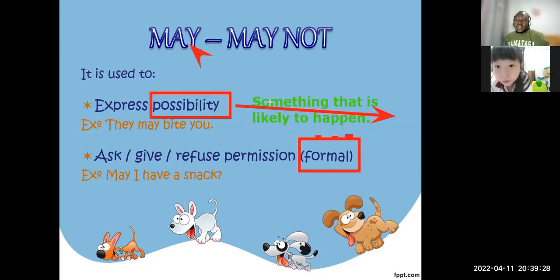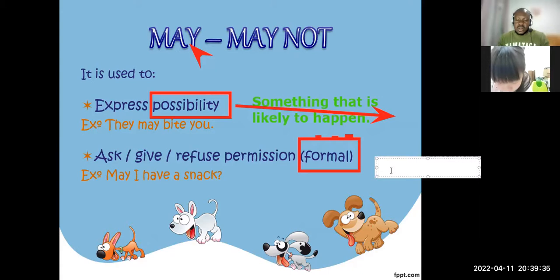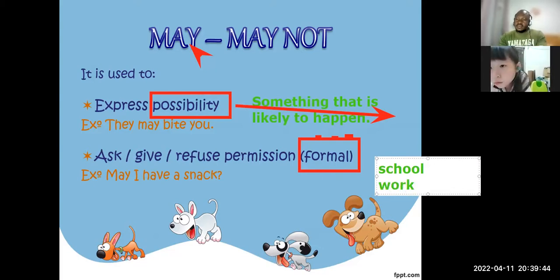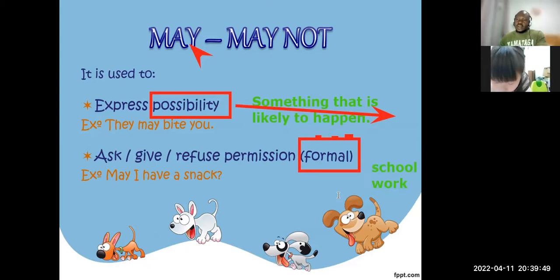So places like school, these are formal places like school, right? School, work, right? So it's places like school, work. So basically, where we have those people who are working in those environments.